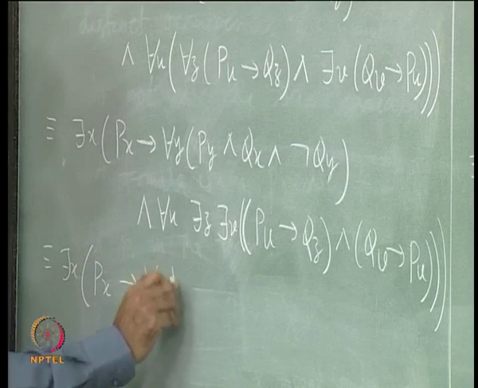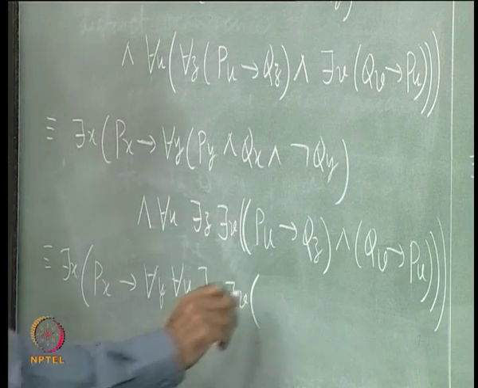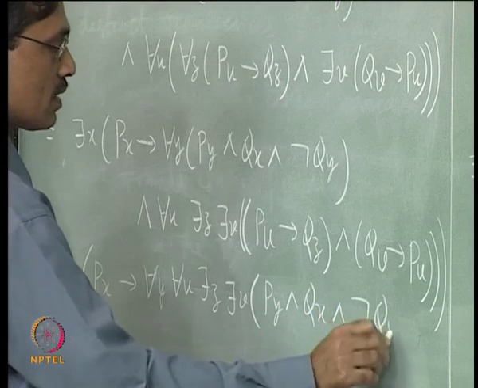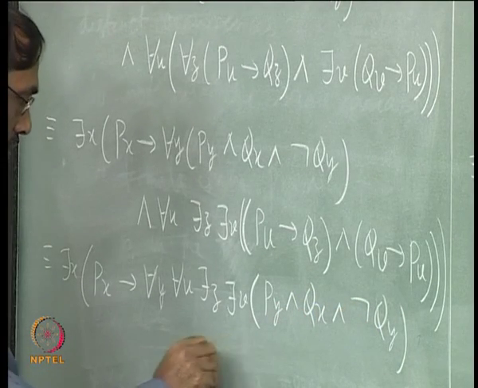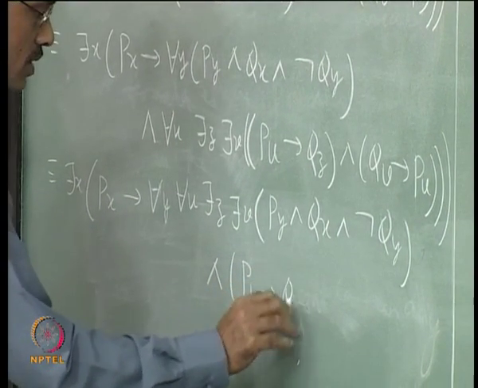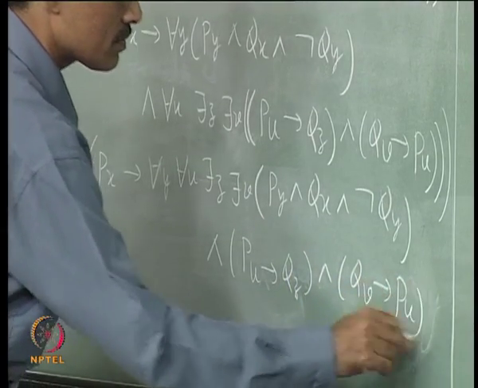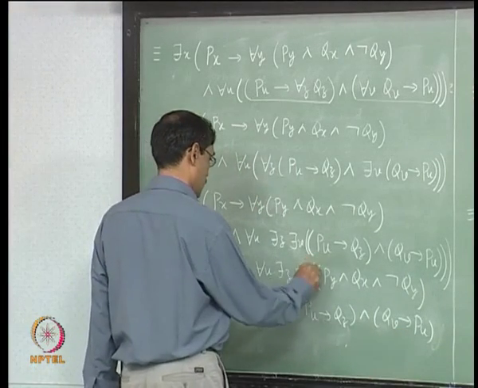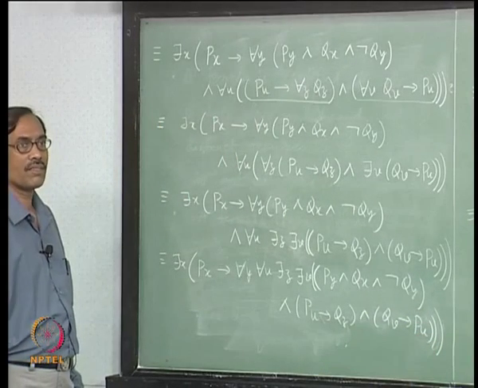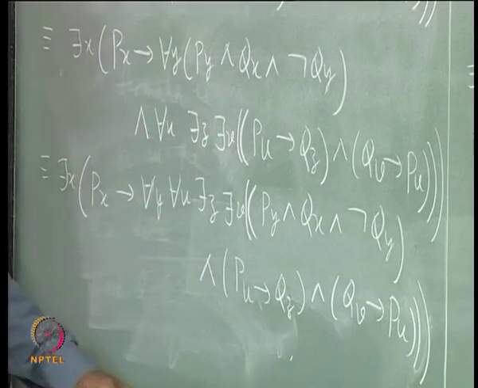So, then let us write this way, p y and q x and not Qy, and Pu implies Qz and Qv implies Pu. Right. Next we have to pull this block out.